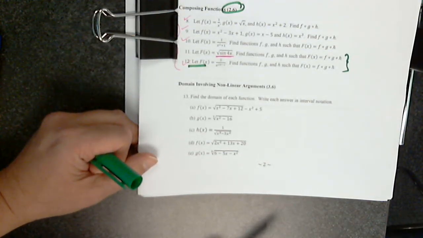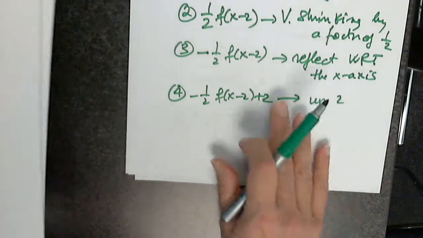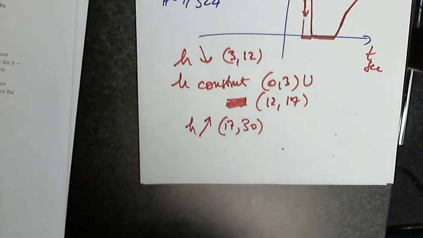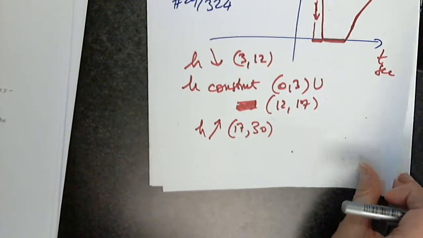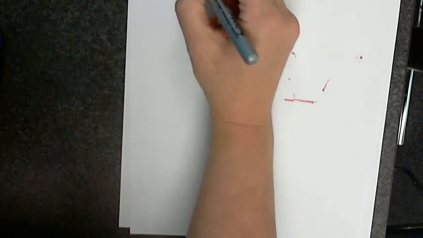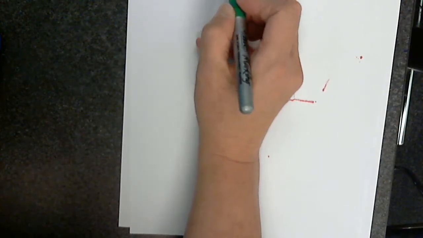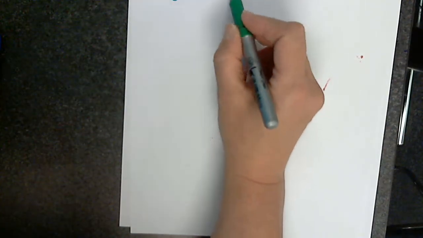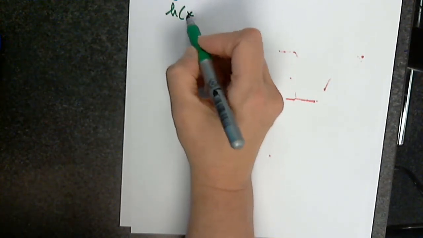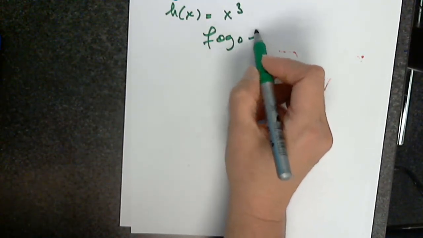Okay? Which one? Okay, 9 and 10. Very good. So, in problem 9 on page... Oh, I'm sorry. This is no page in the handout. We have f of x equals x squared minus 3x plus 1. We have g of x, which is x minus 5. And we have h of x, which is x cubed. They're asking us to find f of g of h.